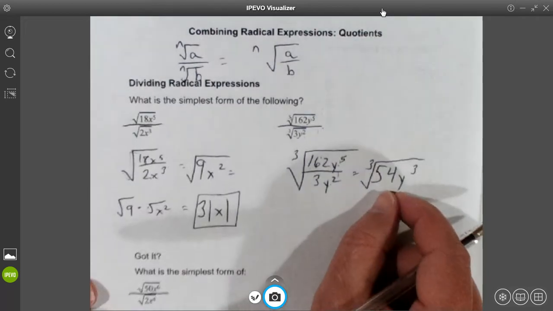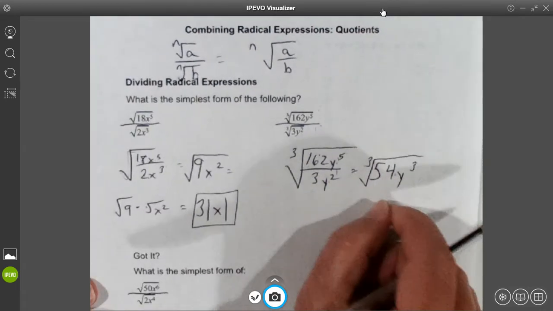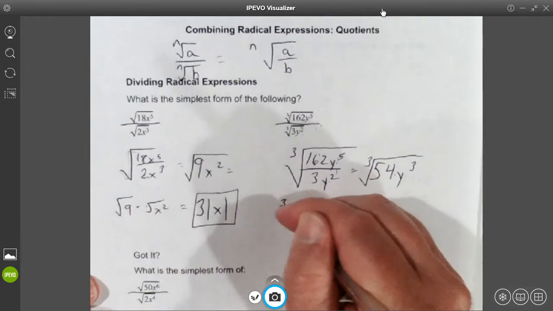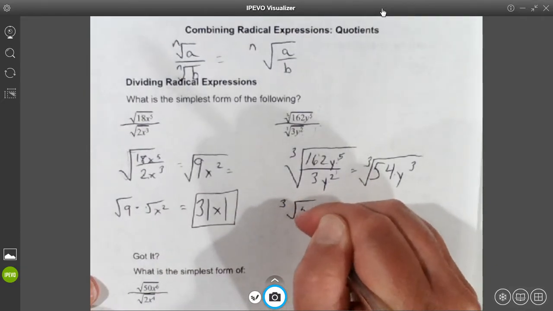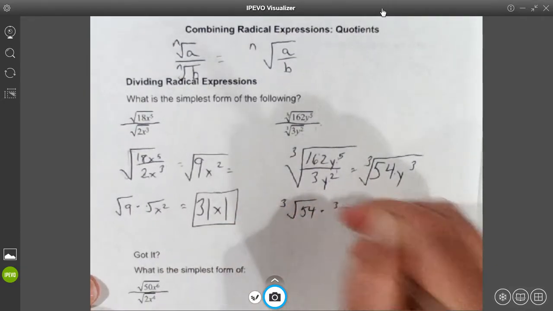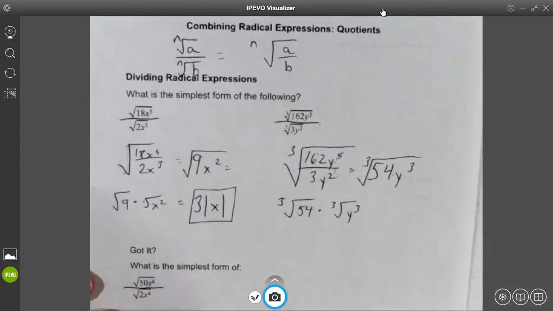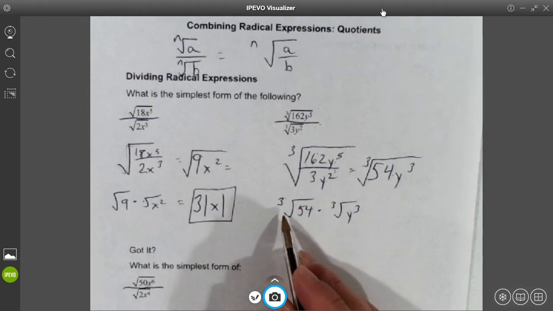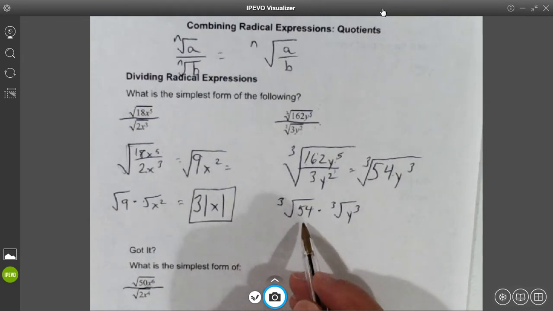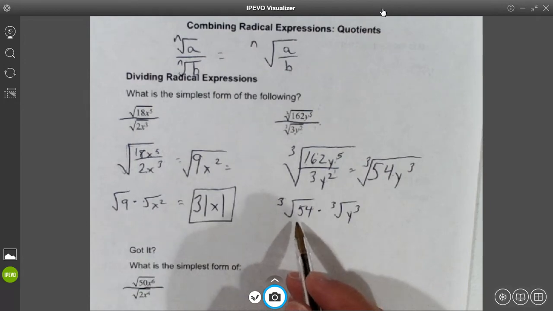Okay, now this is a product, I can rip it apart into 2 different ones. So it's the cube root of 54 and then the cube root of y cubed. All right, cube root of 54. A number times itself 3 times gives you 54. I'm not aware of one, but does 54 have any factors that are perfect cubes?